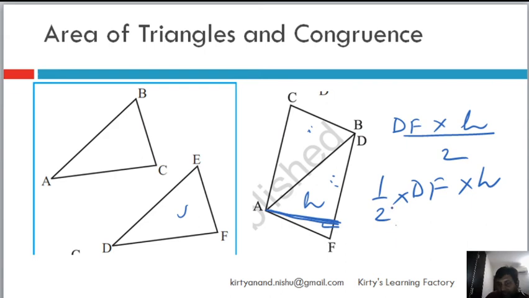It is not only true for a right angle triangle. It is true for any triangle. The only thing is that the height and the base have to be perpendicular to each other. So if DF is the base, then height will be this one. You cannot then draw it differently. So that's the definition.